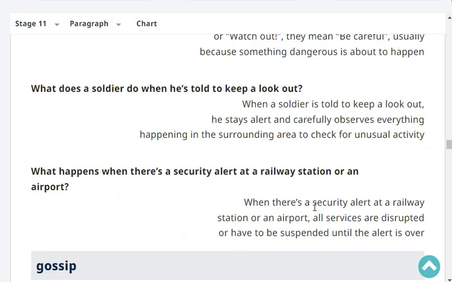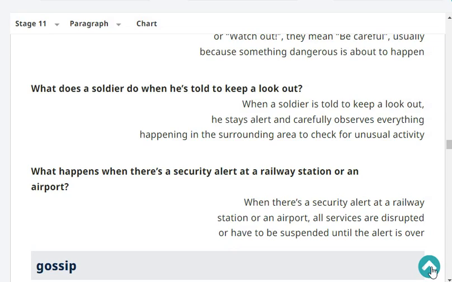What does a soldier do when he's told to keep a lookout? When a soldier is told to keep a lookout, he stays alert and quickly and carefully observes everything.